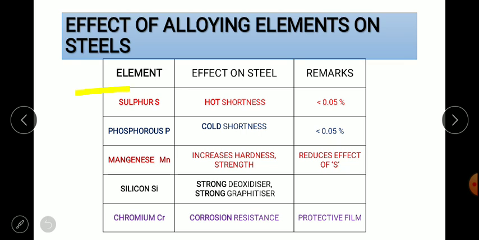As we have seen in the previous session, these are the following elements which are added as alloying elements, which have effect on steel: hot shortness by sulfur, cold shortness produced by phosphorus, manganese creates strength and hardness, silicon is a strong graphitizer and deoxidizer, and chromium gives corrosion resistance.